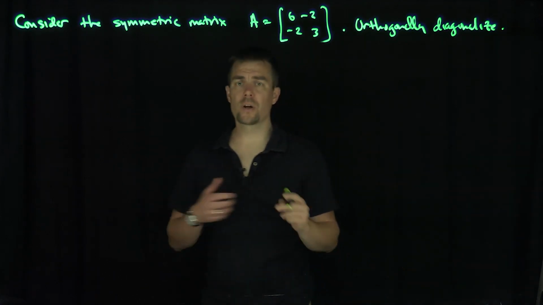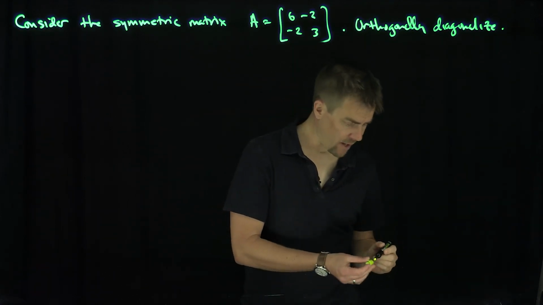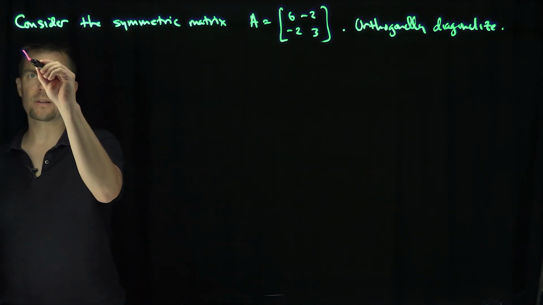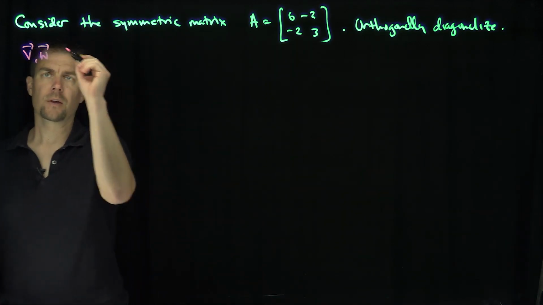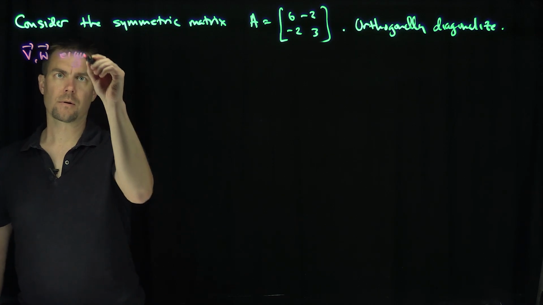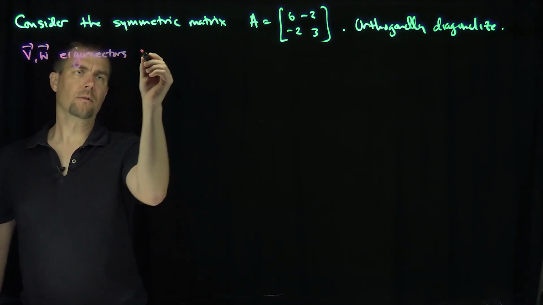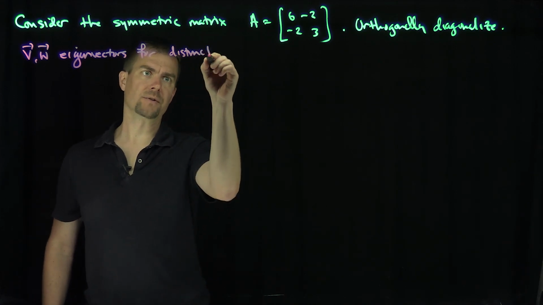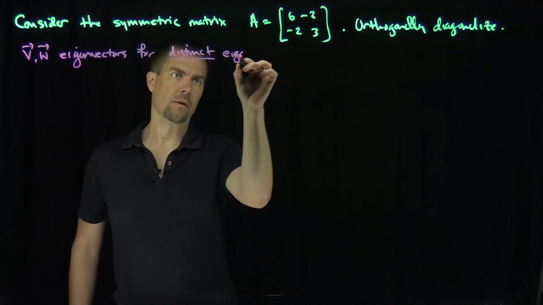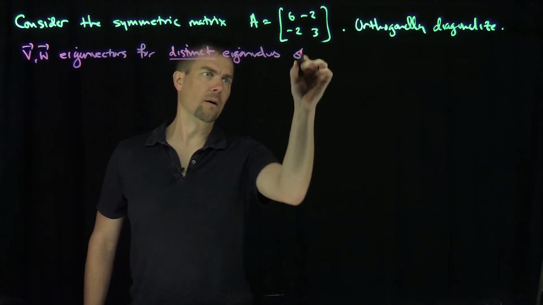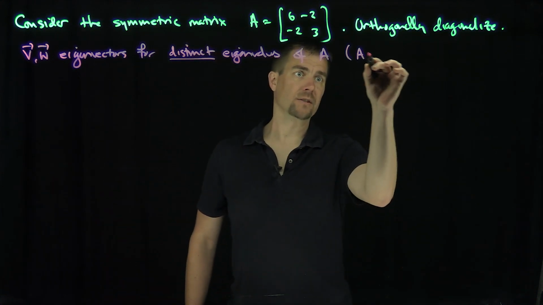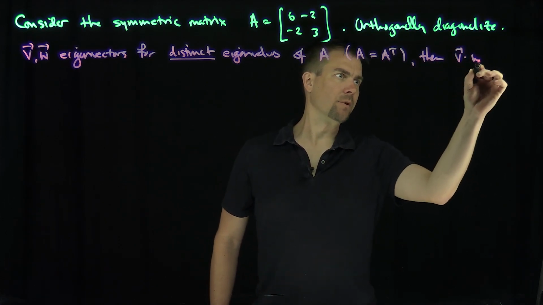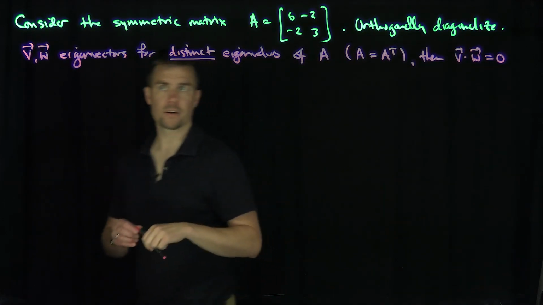We know that for a symmetric matrix, if V and W are eigenvectors for distinct eigenvalues of A, and A is symmetric, then V is perpendicular to W. Let's prove that, of course.